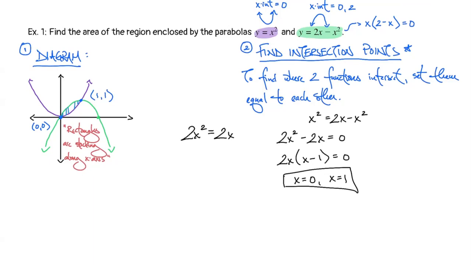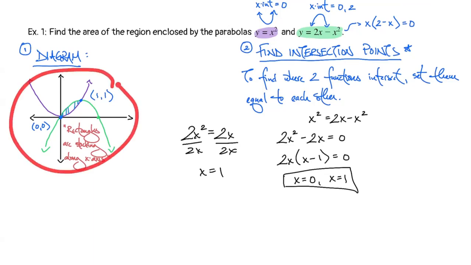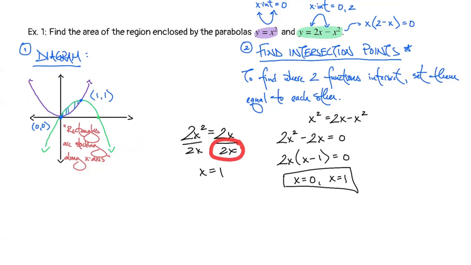Okay, and then did you divide by x or 2x? Yes. Okay. So this is where you're going to lose solutions. So let's see what happens. I divide by 2x, I divide by 2x, I get x equals 1. That's all fine and good, but from our picture, we can tell there's another point, right? So here's what happens. When you divide by 2x, you lose this solution.